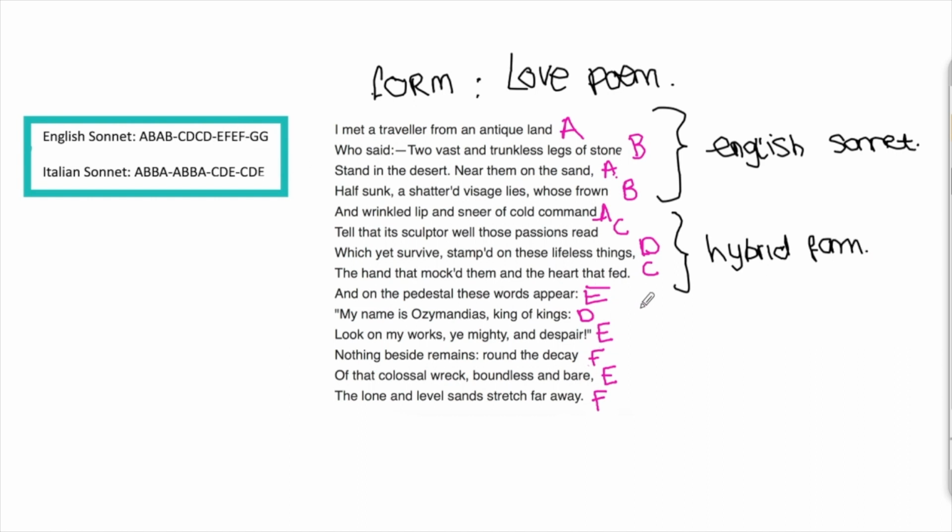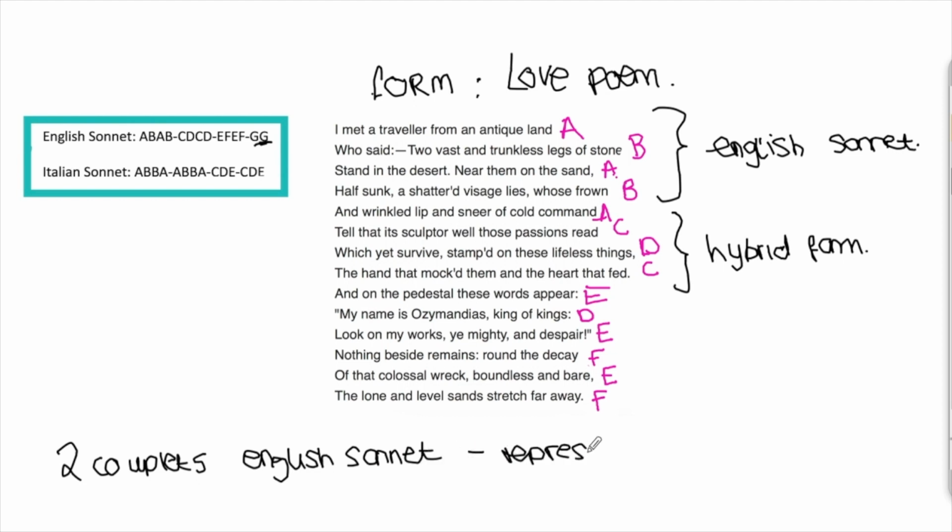E, F, and then G. Notice how an English sonnet finishes with two rhyming couplets. Usually those two rhyming couplets, if you're interested, at the end of an English sonnet are used to represent a loving pair.